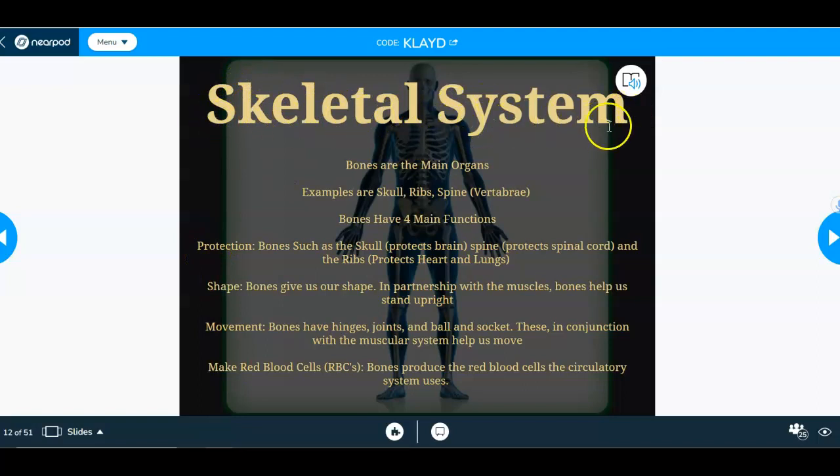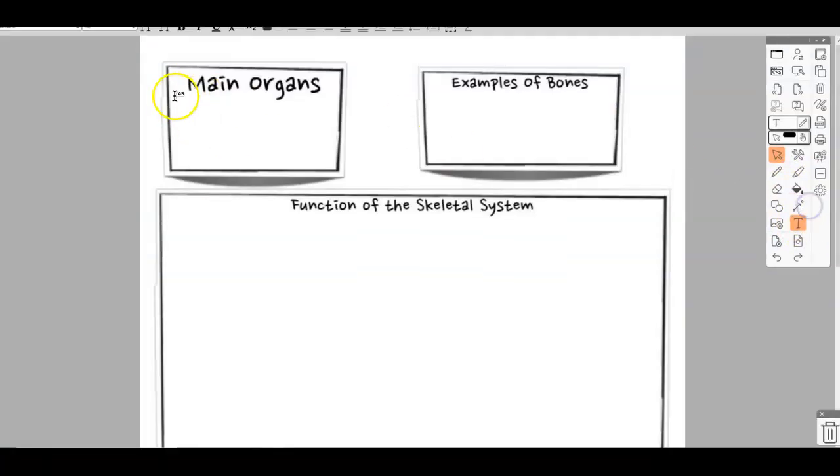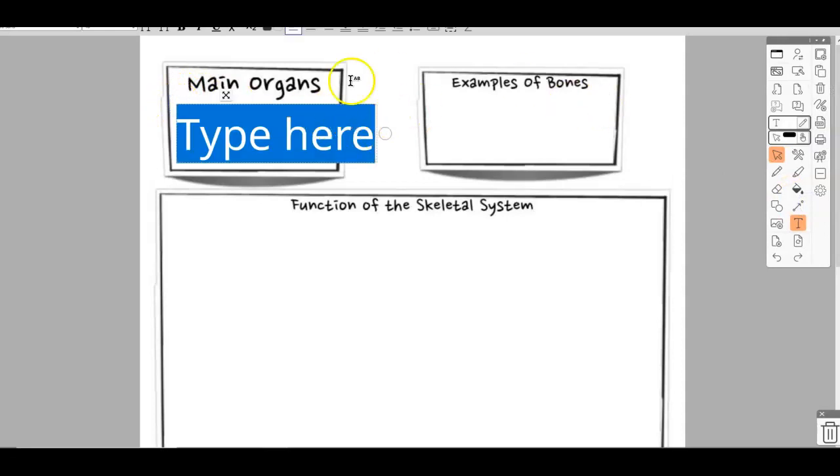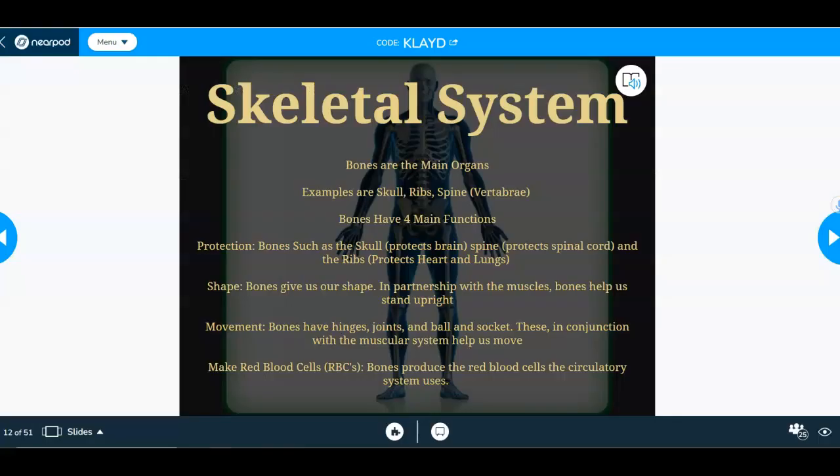Now, I think that it's pretty obvious, but we're going to go ahead and say it just in case: bones are the main organs of the skeletal system. So when we open up our packet and we look at the main organs, that is far too large of a font for me to use. Let's go down to like maybe 28. There we go. You can go ahead and start doing this with me because I said we would do it in class. The main organs are the bones. The bones are the main organs of the skeletal system.